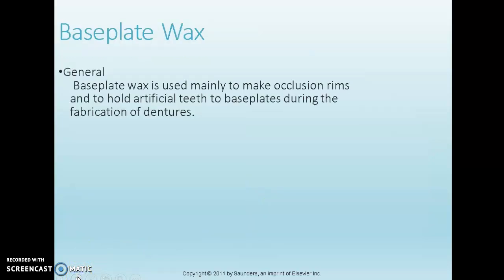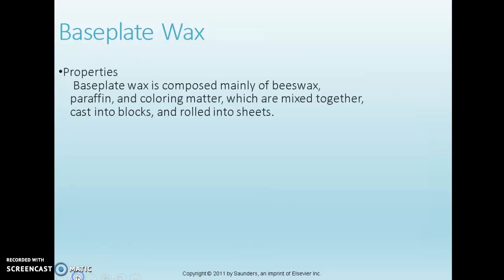Base plate wax, the general purpose behind this wax is that it's mainly used to create occlusal rims and to also hold artificial teeth to the base plates during the fabrication of dentures. So we have the base of a denture, so this is the plate portion of the denture, so you kind of get its name and its function all together.